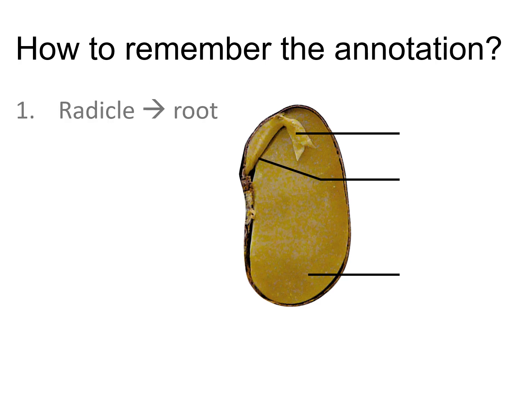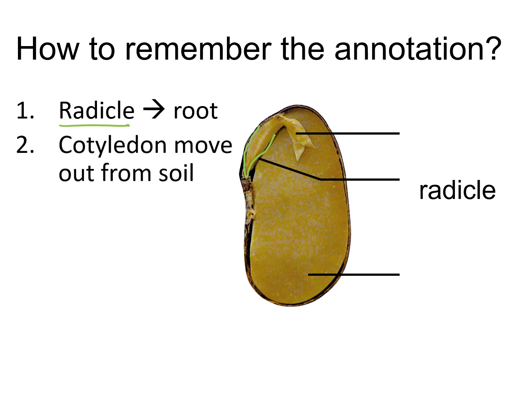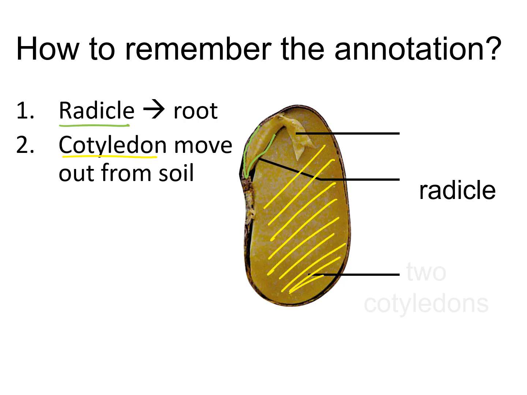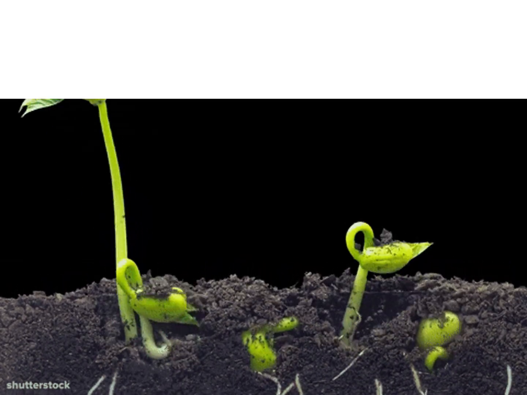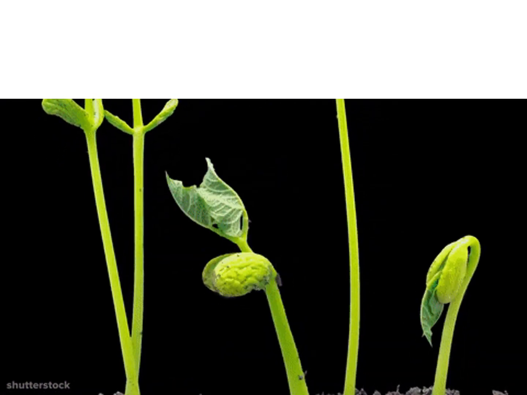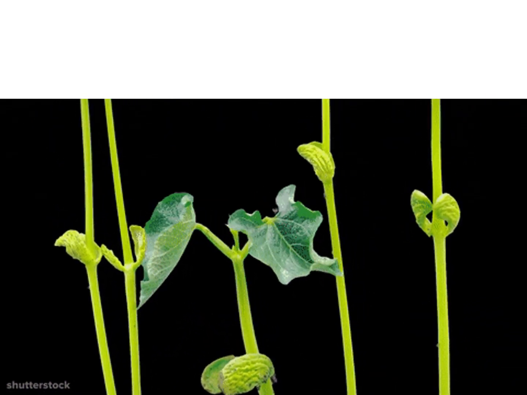How do you remember the annotation? That means the labeling. It will start with the radicle. The very small root will first grow out of the seed during germination. And then the middle part, cotyledon, will grow out from the soil. At the very end, you will see the plumule. That means the leaf will grow out as the very last part. As you can see, the radicle first grows out as the root and then the cotyledon gets out. At the end, the plumule grows out to form the big leaves.